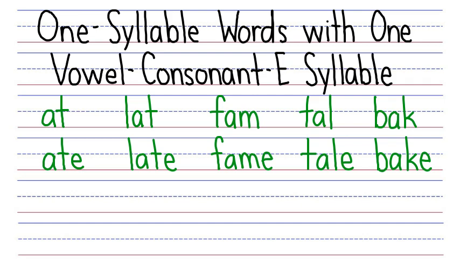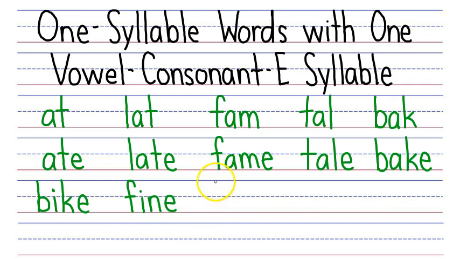Next word is bike. We have a B that says B, an I that needs to make a long I sound, I, a K that says K, and the E to make the I long. Next word, fine. We have an F that says F, an I that needs to be a long I, an N that says N, and an E that makes the I long, F-I-N.